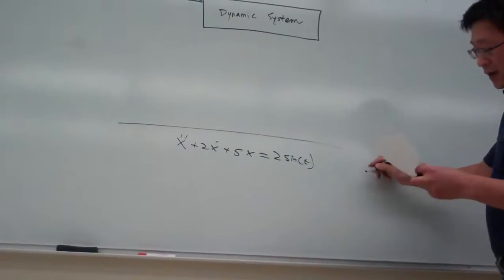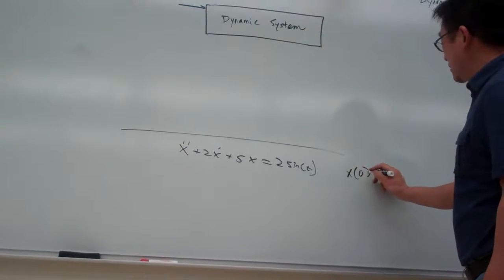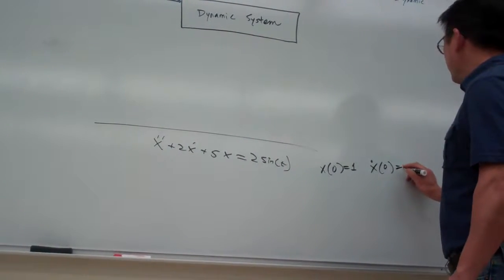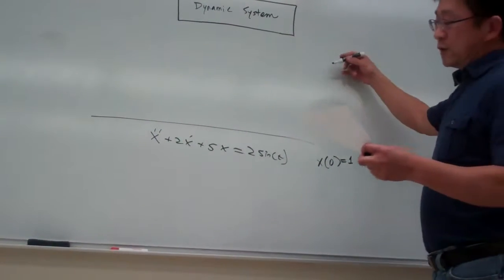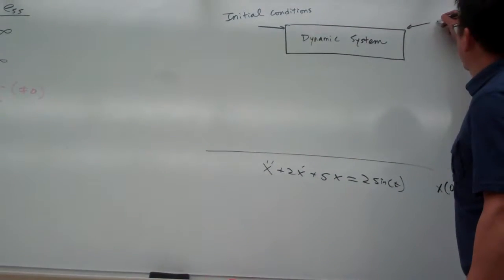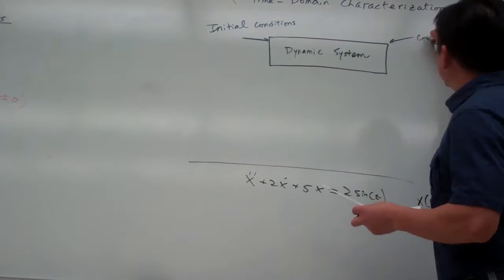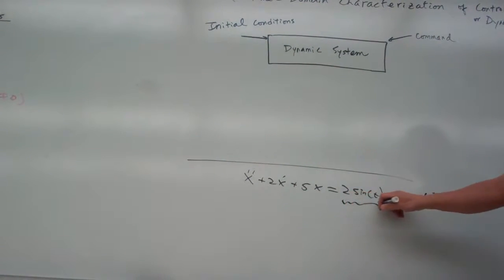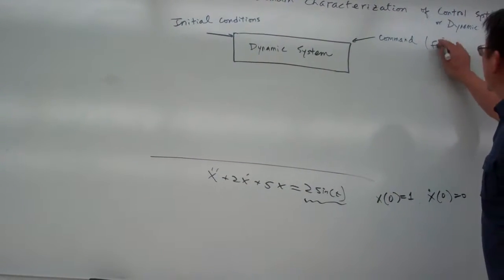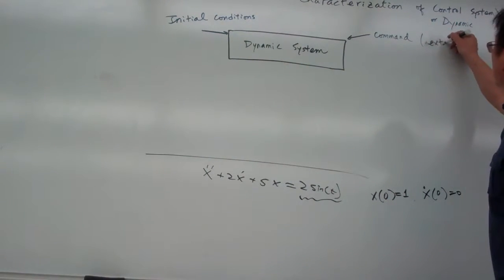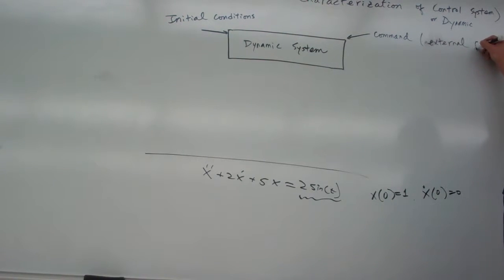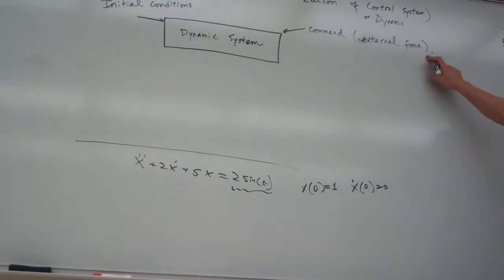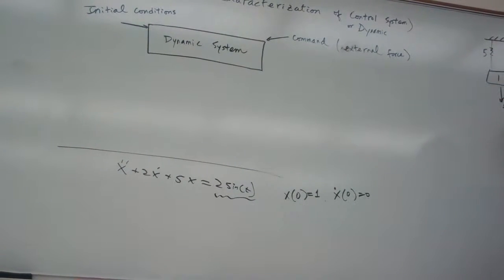Okay, so here we have the initial conditions. For example, initially we give x as 1, and this one equal to 0. And also we have the signal input, which we call the command. Command basically is our force, external forces. Okay, so external force, that is the language used in vibrations, just like this f of t.